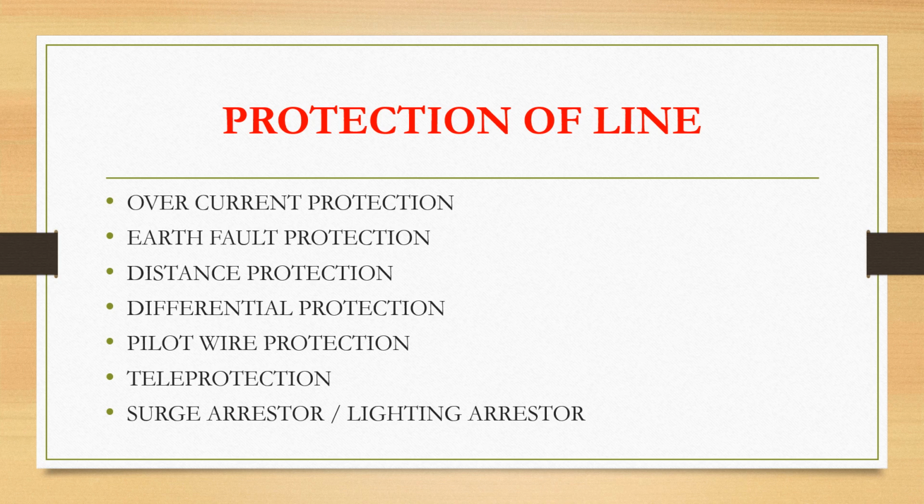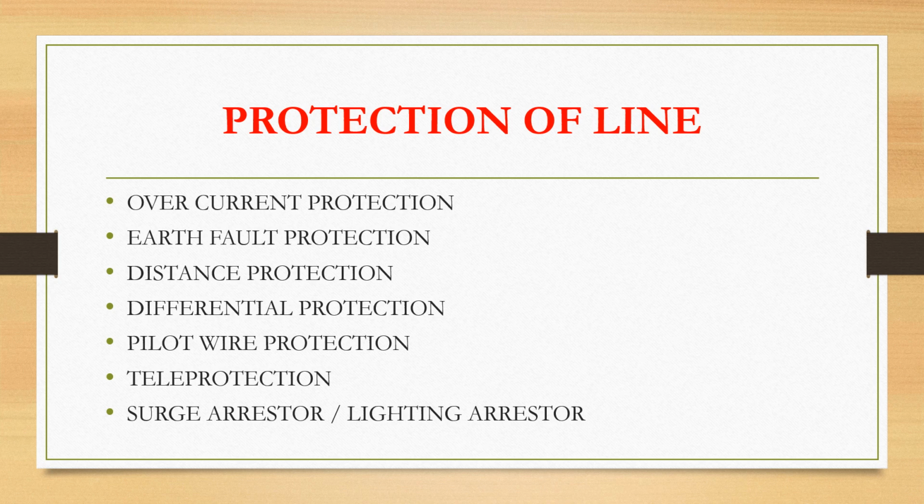The other protections are associated also with the line. Differential protection, you always hear that it is related to the busbar and the transformer. That is not true. Differential protection is also applied on the transmission lines, especially the short lines and the cables. And the pilot wire protection is also one of the types of differential protection.